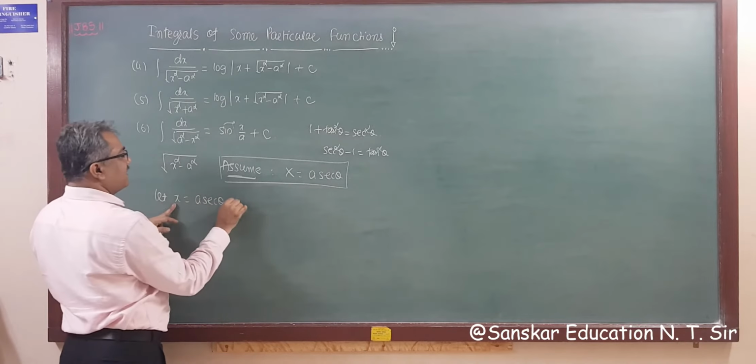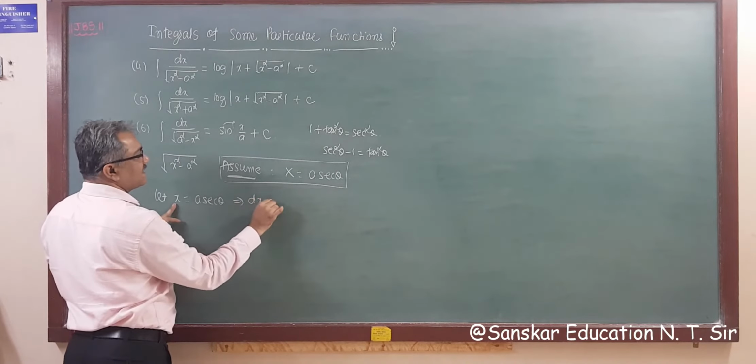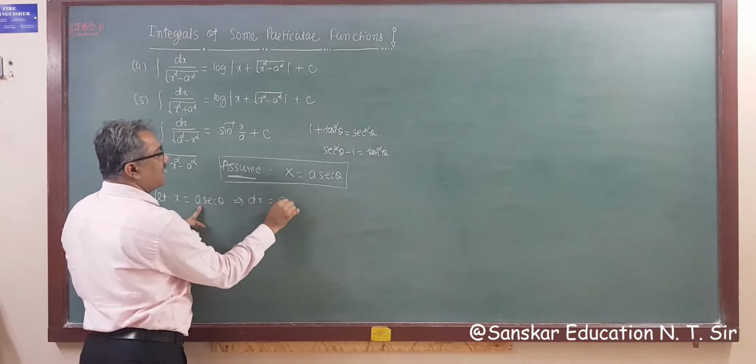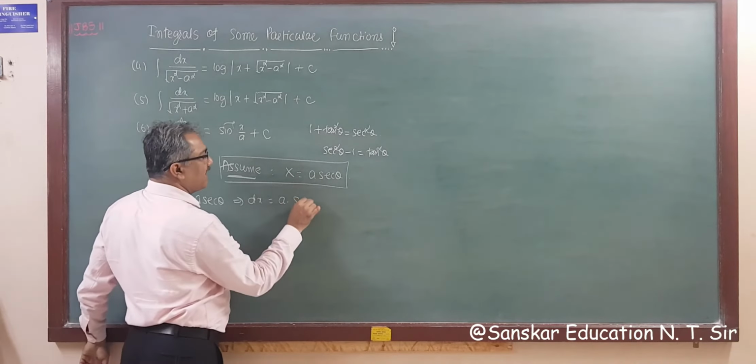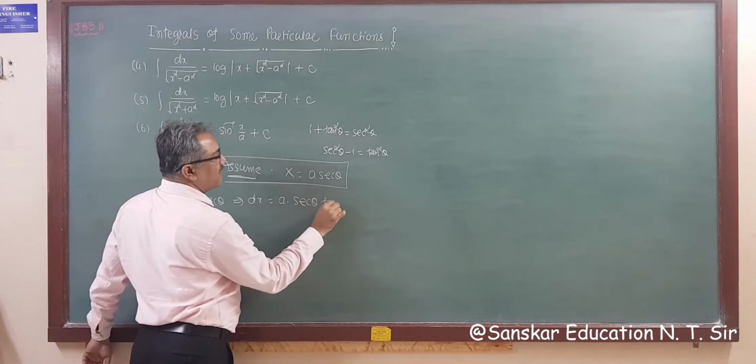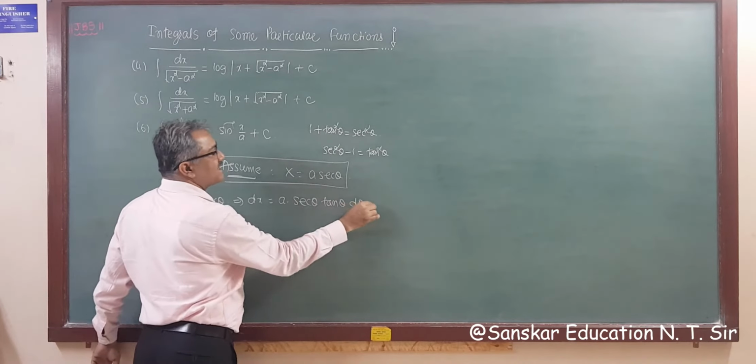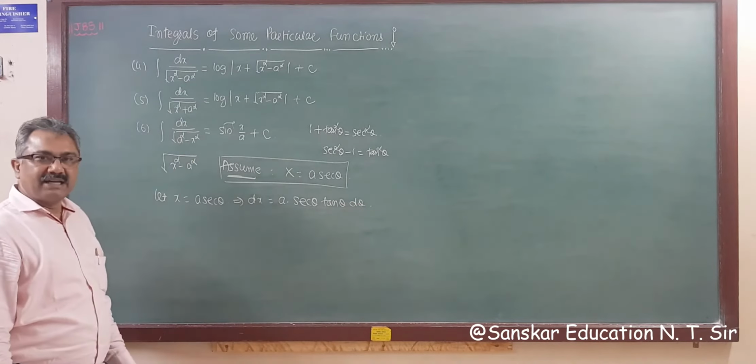Differentiating this, we get dx is equal to a as it is. The derivative of sec x is sec x into tan x, that is sec theta into tan theta, into the differential of theta, which is d theta, right?